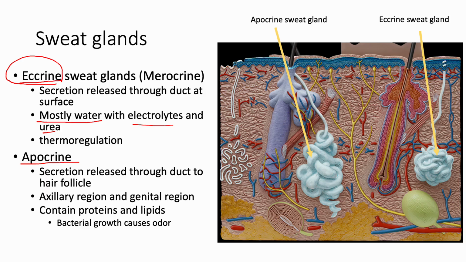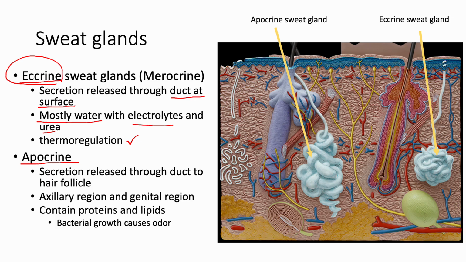Now, this is part of your homeostasis, your thermal regulation. If you get hot, then your eccrine sweat glands will produce this sweat on the surface of your skin, which evaporates and helps to cool your body, right? So a big role of that is in your thermal regulation. Now, they have a duct that carries the secretion to the surface. So a tube or a duct.